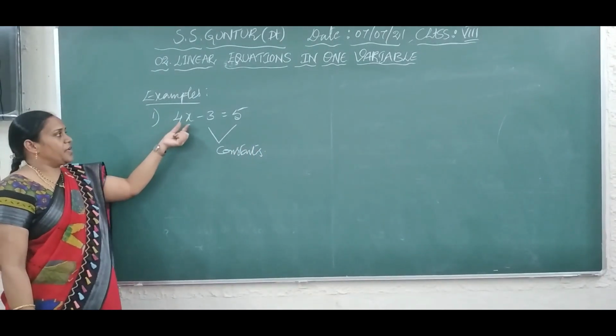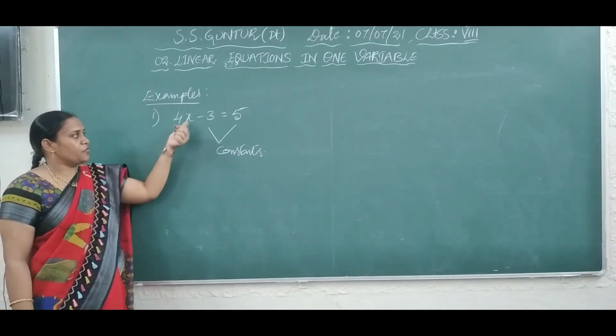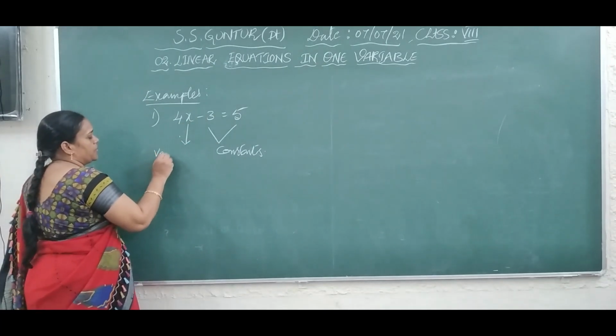Variables. What are variables? Letters. Here how many letters are there? One letter only, that is x. So this is called a variable.